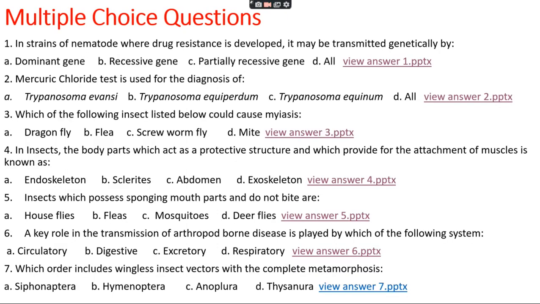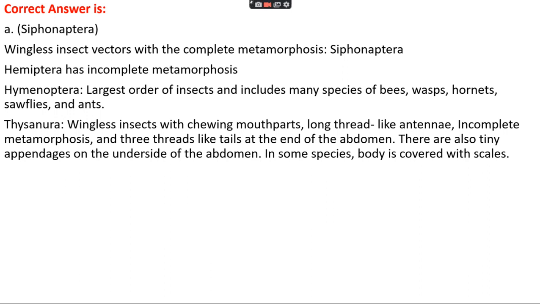Question number 7. Which order includes wingless insect vectors with complete metamorphosis? Option A, Siphonaptera. Option B, Hymenoptera. Option C, Anoplura. Or option D, Thysanura. The right answer is option A, that is Siphonaptera. The Siphonaptera order mainly includes wingless insect vectors with complete metamorphosis. While Hemiptera mainly includes insects with incomplete metamorphosis. And Hymenoptera is the largest order of insects, which includes many species of bee, wasp, hornet, sawfly, ant, etc.